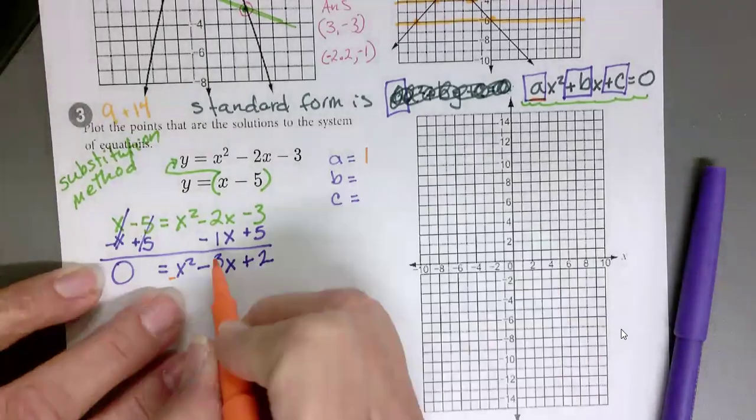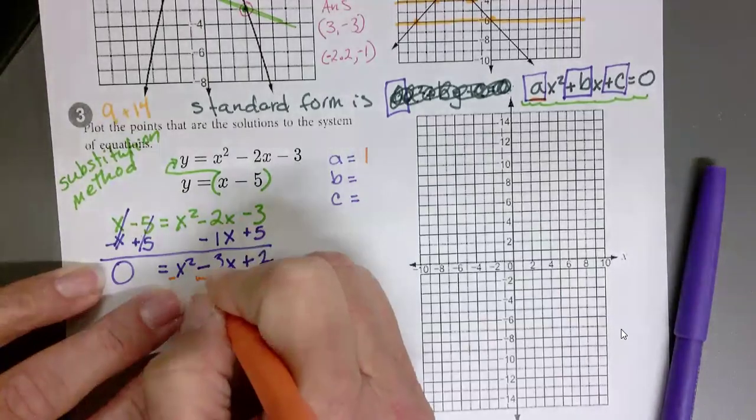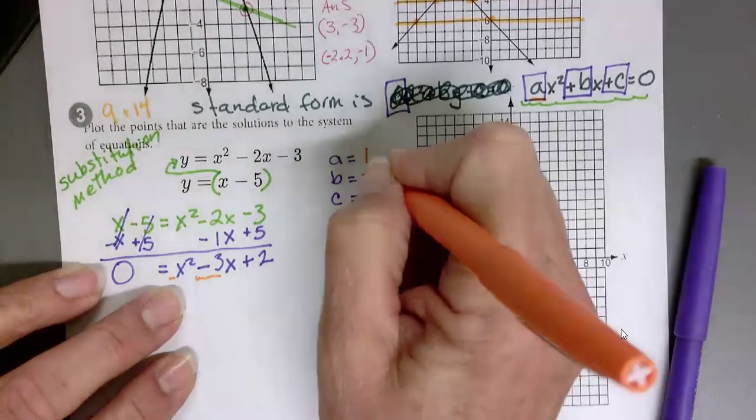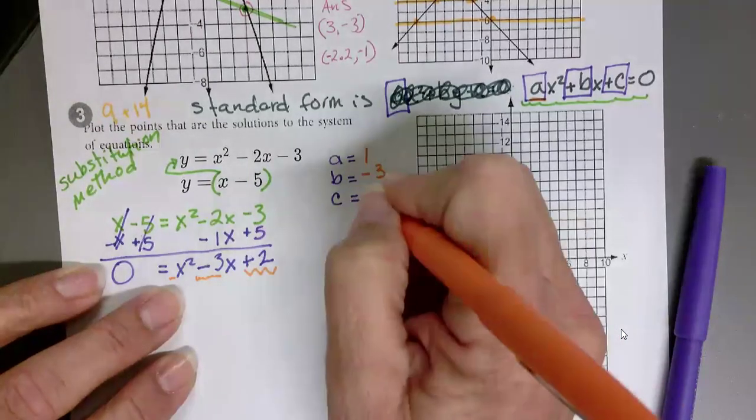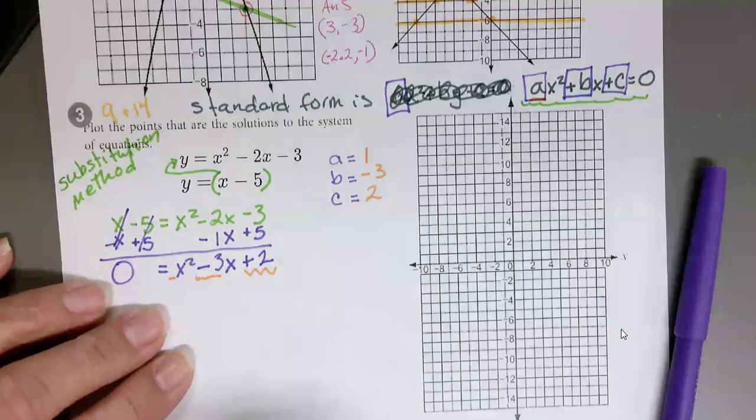Then our b is going to be all of this, right? So -3. And then our c will be this. So including the positive sign, right? It's going to be a positive 2.